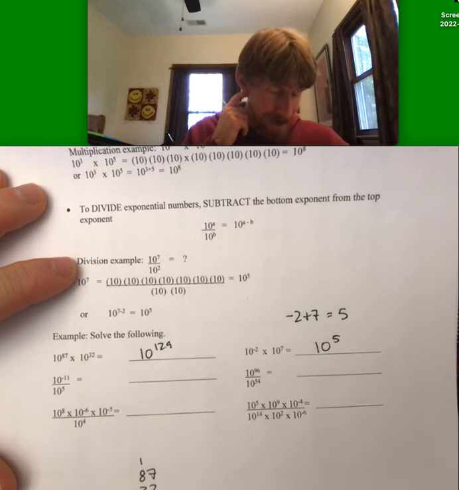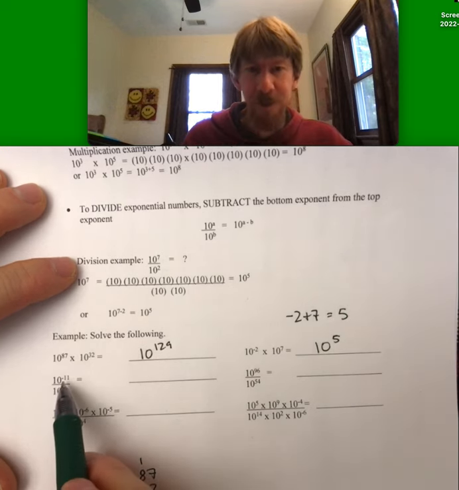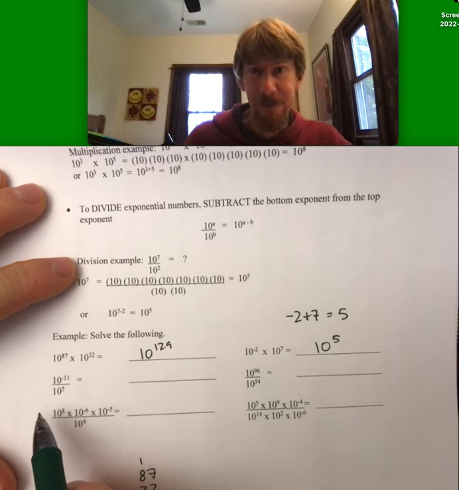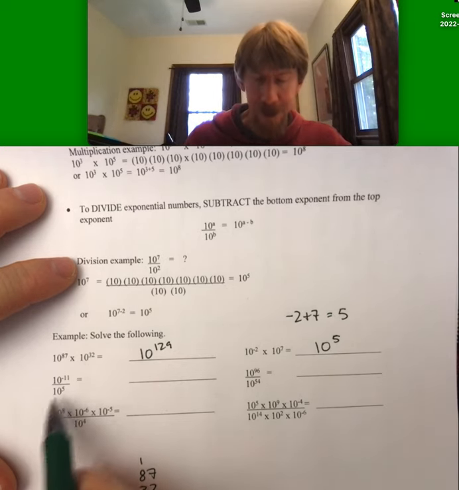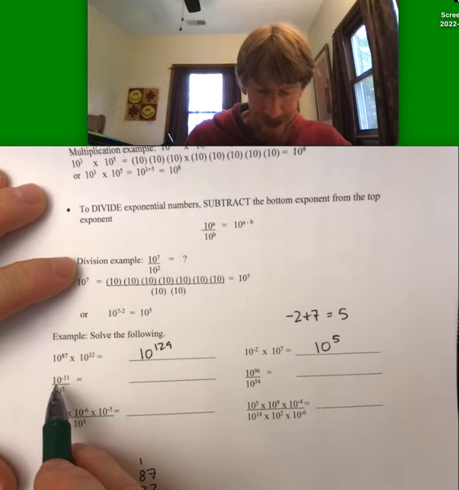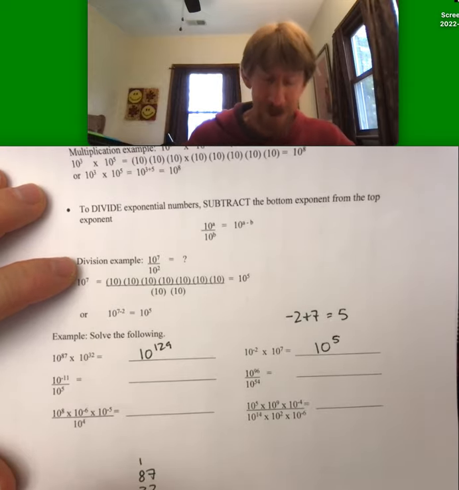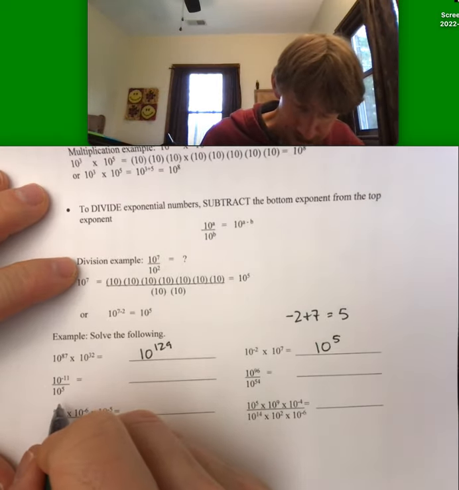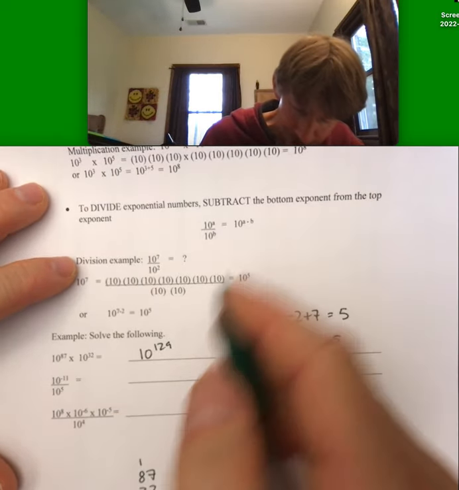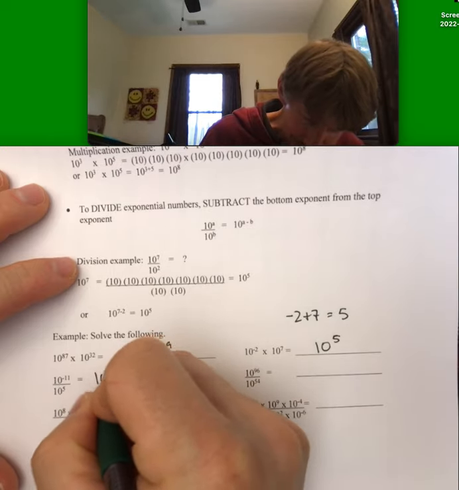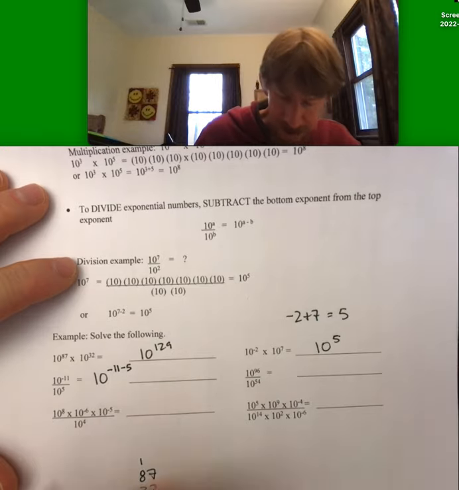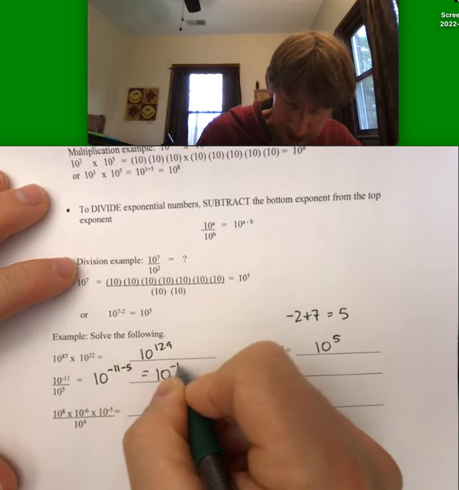All right, so this is tricky. So here's a small number, 10 to the minus 11, divided by a big number, because it's 10 to the fifth. So we're dividing, and so our answer should be smaller. So another way of representing this, let's see, so we're doing subtraction. So it's going to be 10 to the minus 11 minus 5, which is 10 to the minus 16th.